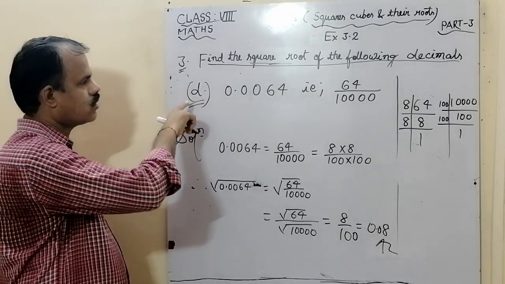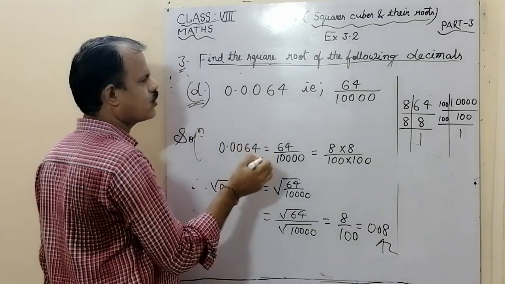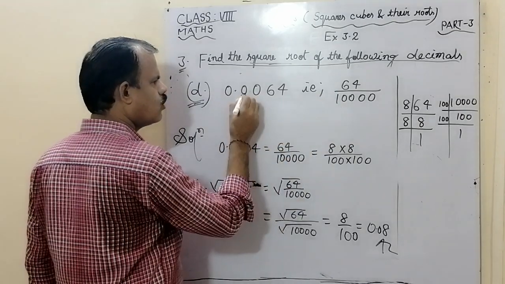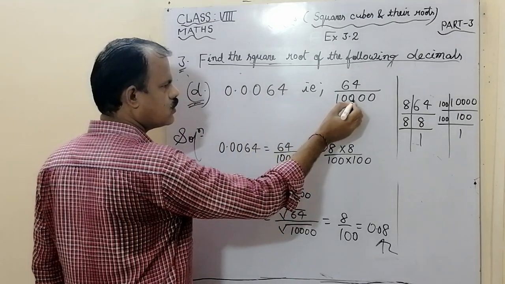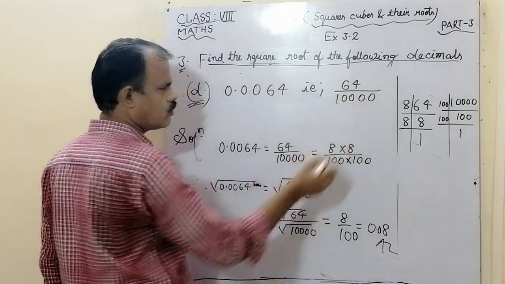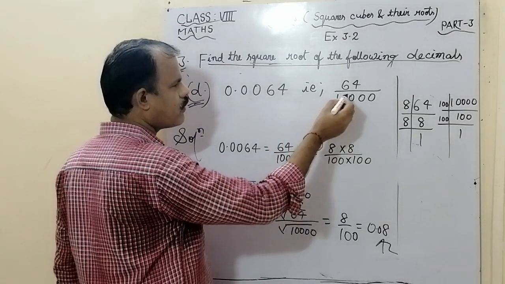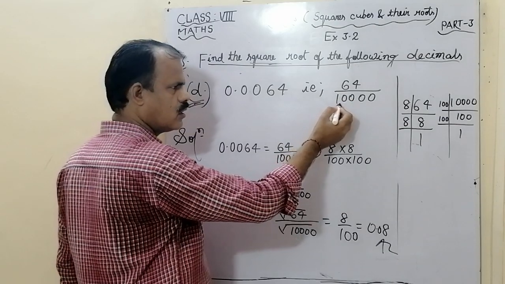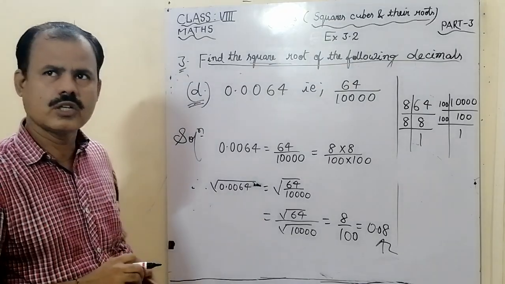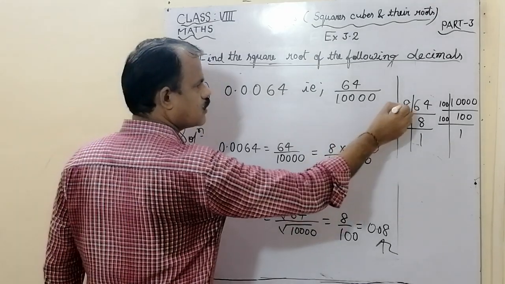See one more question. D part. Question number 3. 0.0064. It becomes 64 upon 10000. Here we see 4 digits are there after the point, so 1, 2, 3, 4 zeros. So it becomes 64 by 10000. Now for the square root, we have to find the prime factorization of 64 and this number 10,000. So 64, we already know 8 8s are 64. So we can write here 8 into 8 like that.